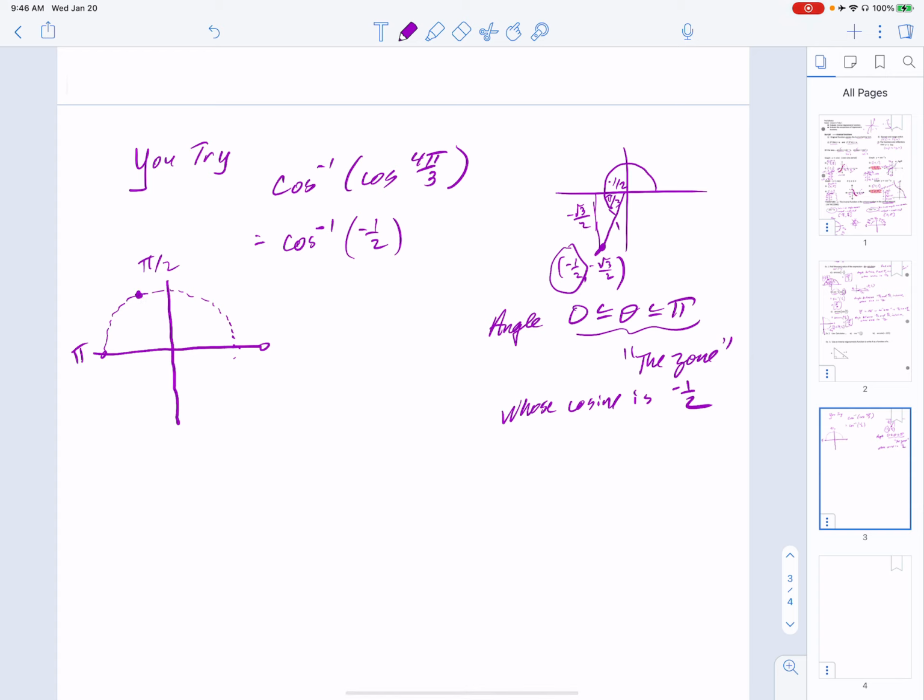And that's going to be right here, which is at your 2 pi thirds. Because if I were to draw that triangle, and this reference angle would be pi thirds, then this is -1/2, while this is positive √3/2, and this is 1. And on the unit circle, that ordered pair is where the x-coordinate is -1/2. So the answer to this is 2 pi thirds. The output of inverse cosine has to be in the zone, which is 0 to pi, which is different than inverse sine.